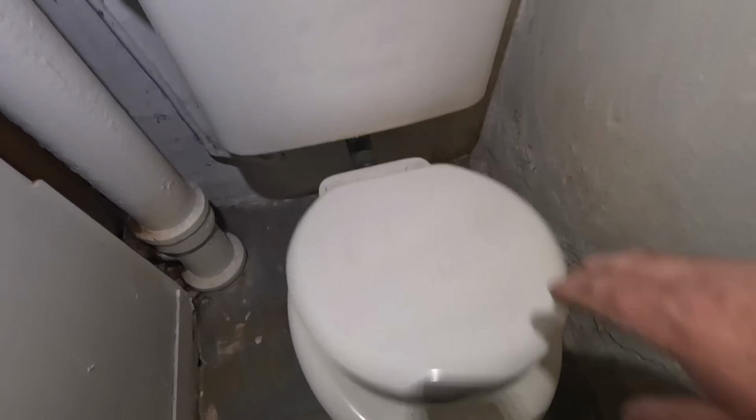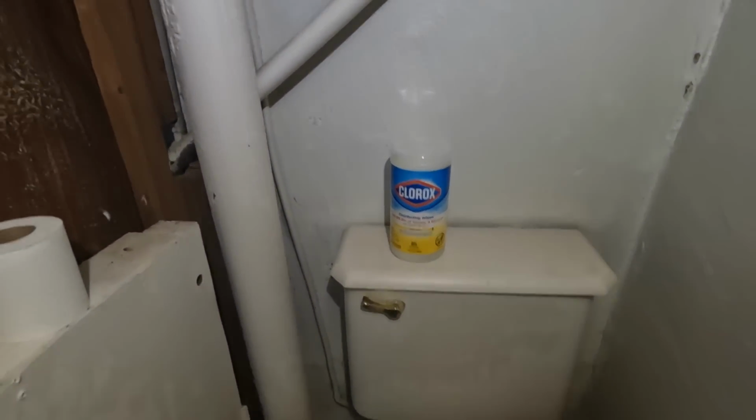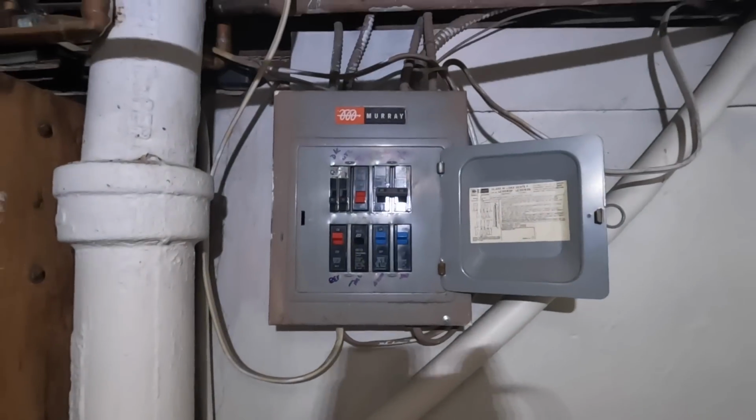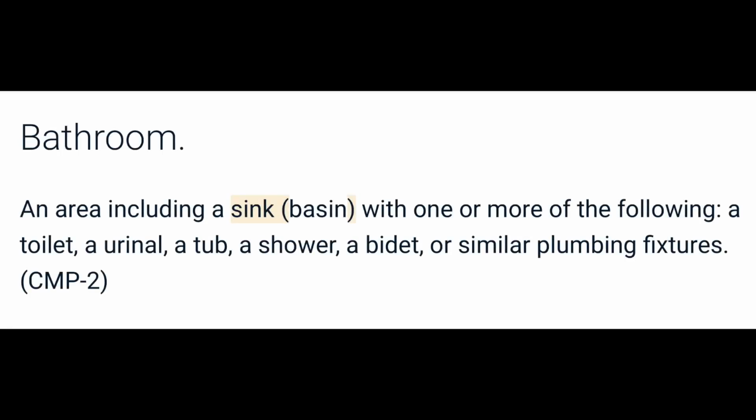And so the definition for a bathroom by the National Electric Code is an area with a sink and a toilet, or one of the toilets or a shower, is how they define it. The National Electric Code defines a bathroom as an area including a sink with one or more of the following: a toilet, a urinal, a tub, a shower, a bidet, or similar plumbing fixtures. This is how the National Electric Code defines what a bathroom is. We're gonna have to also relocate that sub panel.